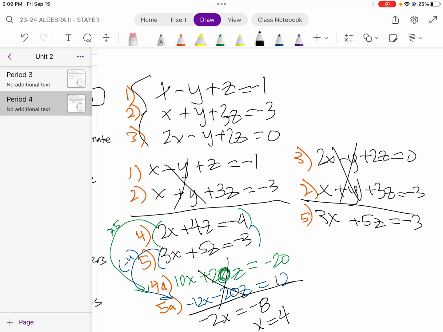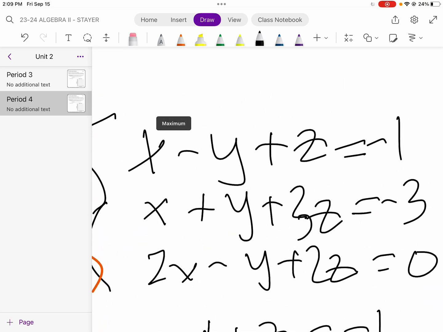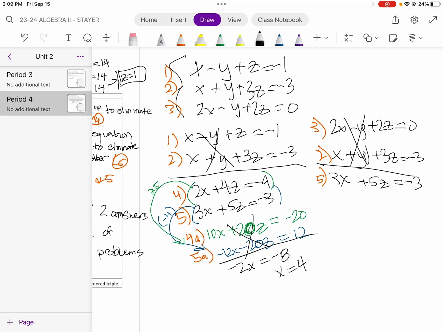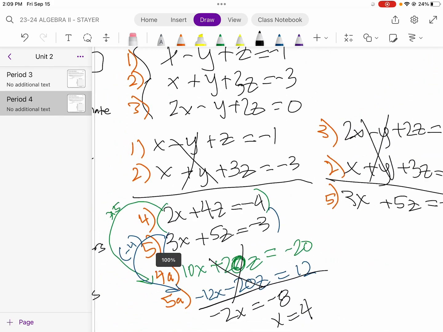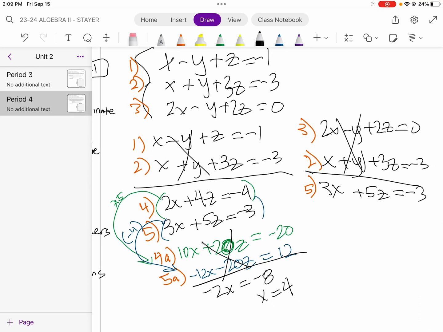Travis, I have x equals 4. What equation has x and one other letter? If I use the first one here, it looks like it has 2 other letters, right? So I don't want to use one of the originals. Sure. Or 4, or 5, or 5a, right? Any of those work out. We know that right here, I'm going to use 4.